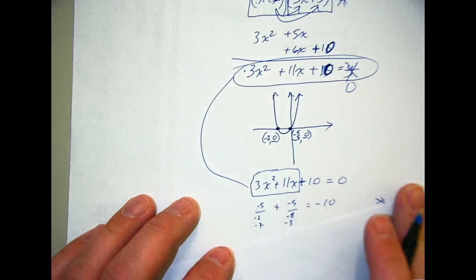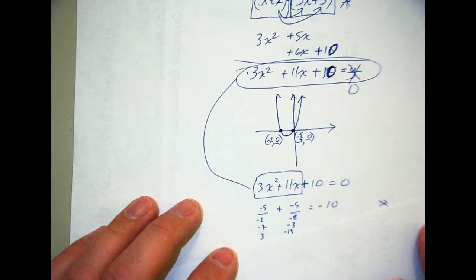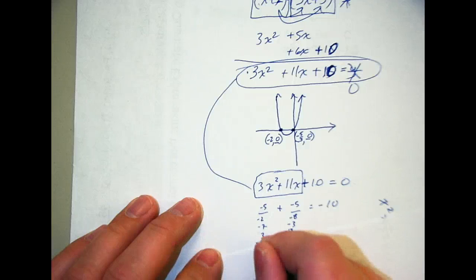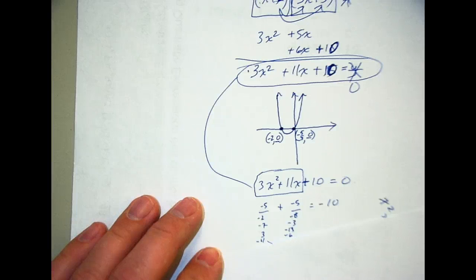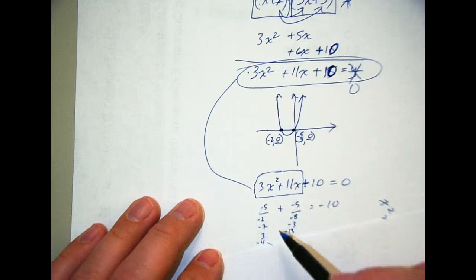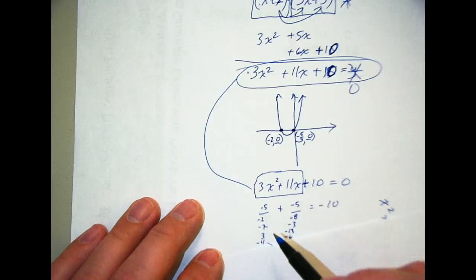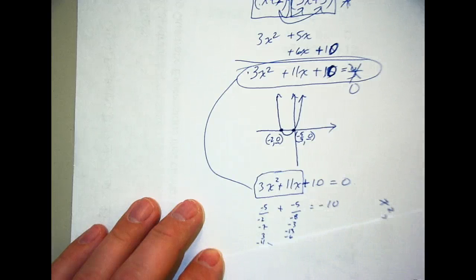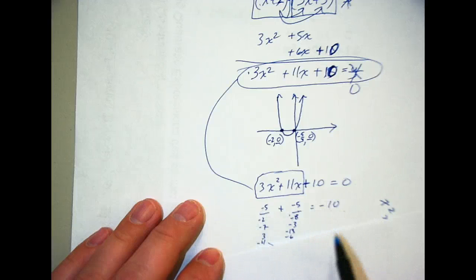3 and negative 13. Any others? Yes. Negative 4, negative 6. Are we ever going to run out of options? No. There's an infinite number of choices. And we're just going negatives. I mean, we could say 100 and negative 110. 200 and negative 210. You will never run out of choices. There are an infinite number of possibilities that add to make negative 10.